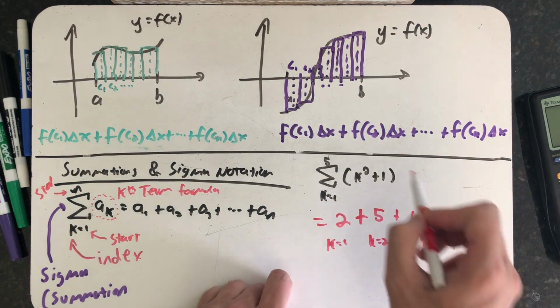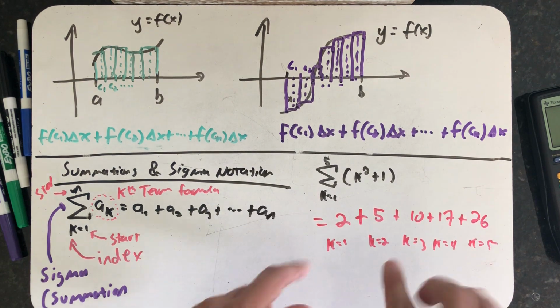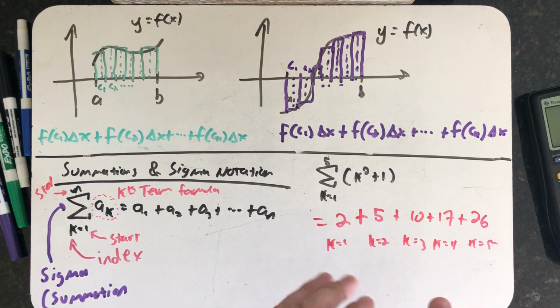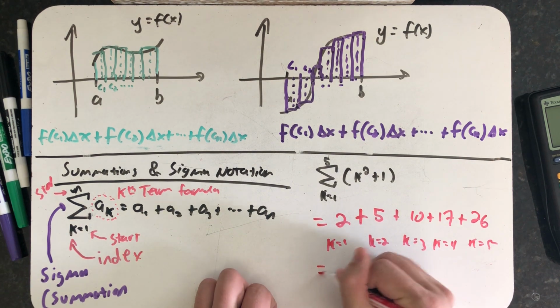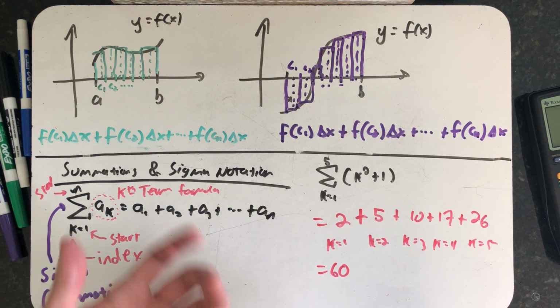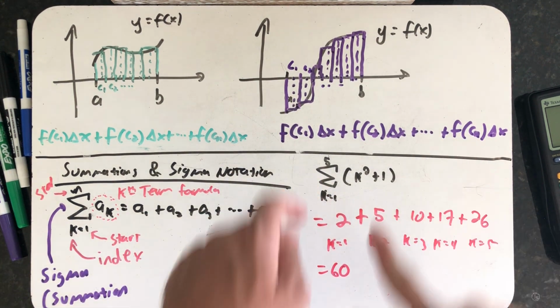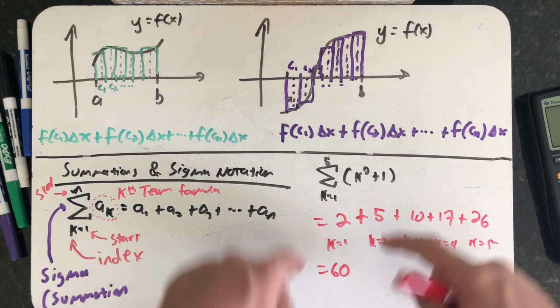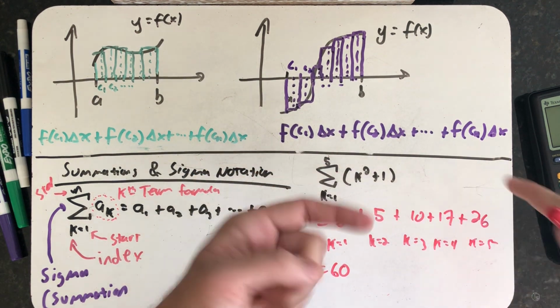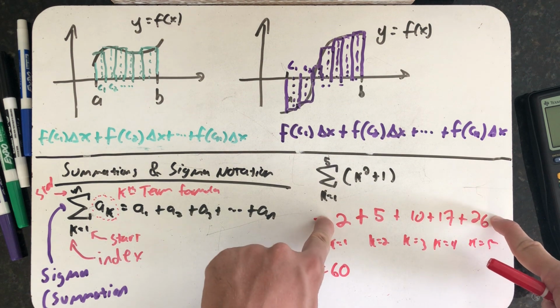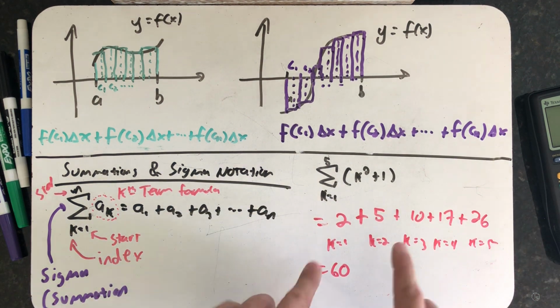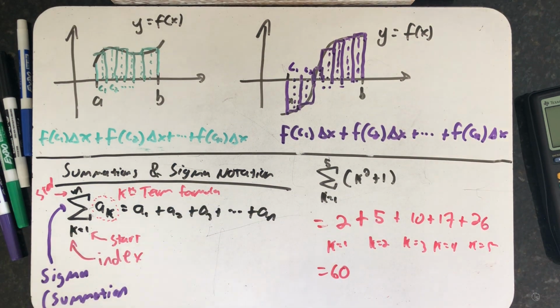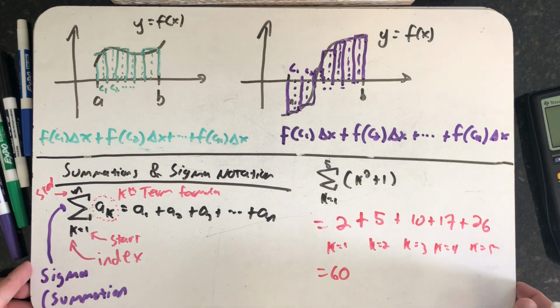So this sigma notation sum was just expressing these values all added together, which if I add all this up, I will get 60. So this sum is equal to 60. So this is my sum in sigma notation. This is my sum expressed without sigma notation, and here's what it is equal to. Let's do one more together.